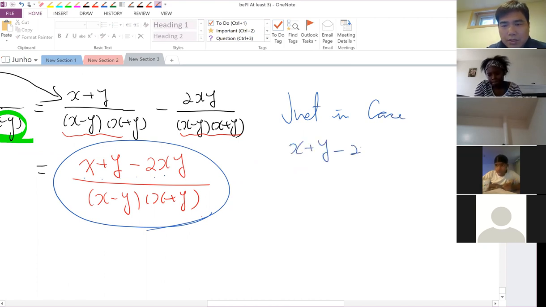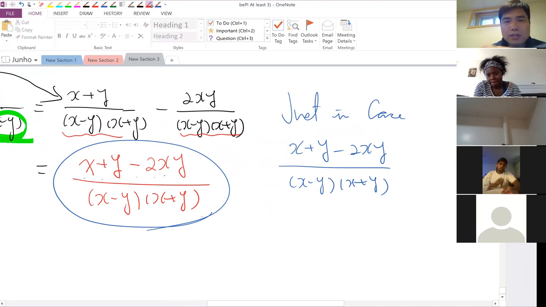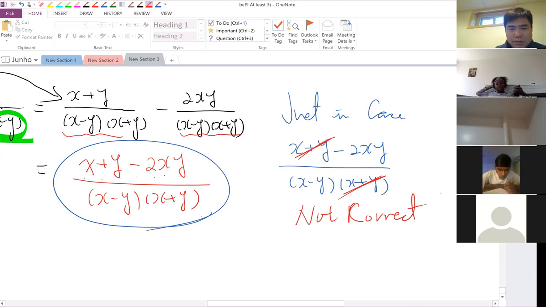Excuse me? Okay, now, let's say you cancel this out. Then you are going in the wrong direction. This is not right. Professor, not right. Yes? X plus y minus 2xy equals x minus y all of it squared, right? No, you cannot do that, because there's no square power on x and y.